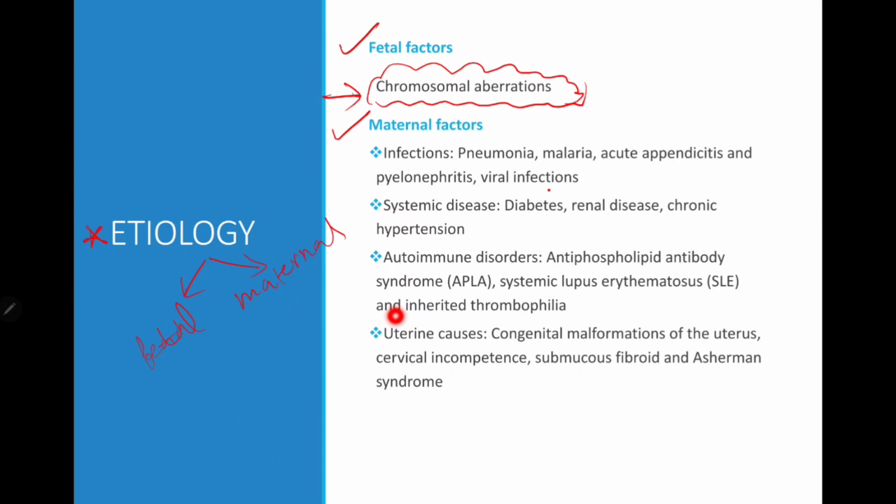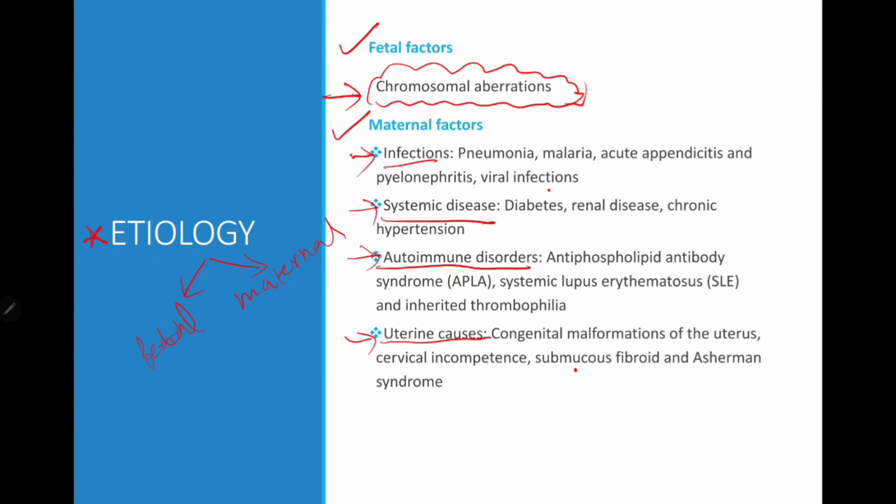Moving on to maternal factors. Under maternal factors, we have infections, systemic disease, autoimmune disorders and uterine causes. What are the infections causing abortion? Pneumonia, malaria, acute appendicitis and pyelonephritis, as well as viral infections. Viral infections are very common.